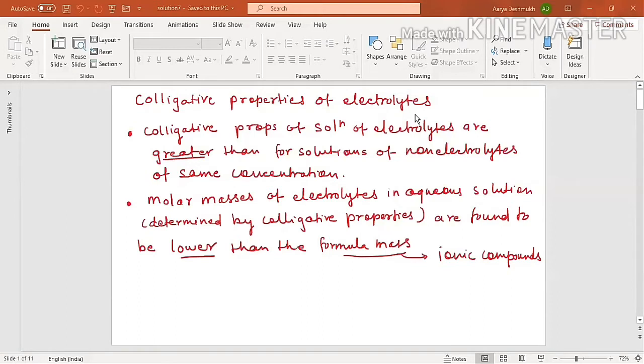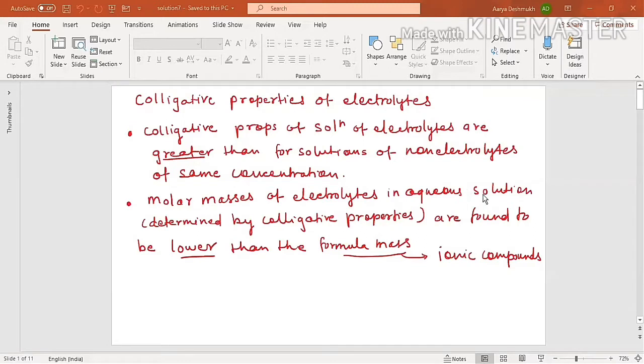You know this. The colligative properties of solutions of electrolytes are greater than for the solutions of non-electrolytes of the same concentration. Means if you are dissolving a non-electrolyte solute in water and an electrolyte solute in water, the colligative properties of the electrolyte solution will be more than the non-electrolyte solution. So what is the reason for this difference? We'll have to take electrolytes into account also, because most of the solutes might be electrolytes.